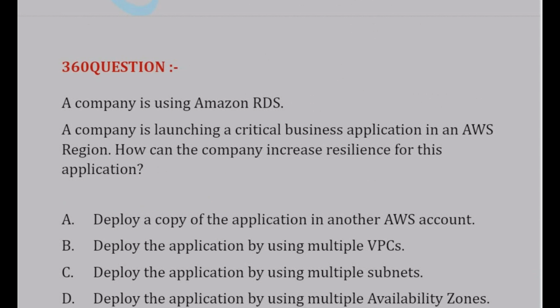Question is, a company is using Amazon RDS. A company is launching a critical business application in an AWS region. How can the company increase resilience for this application?